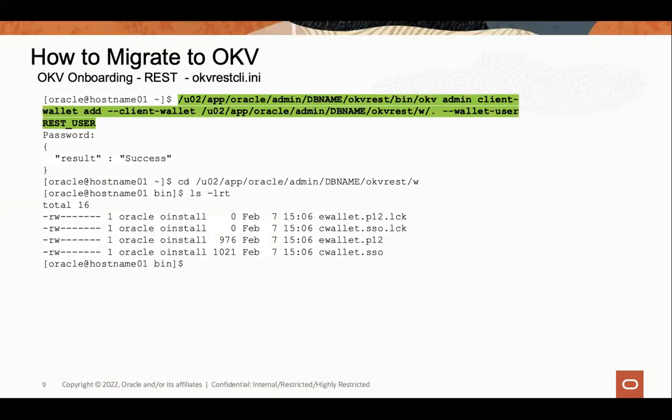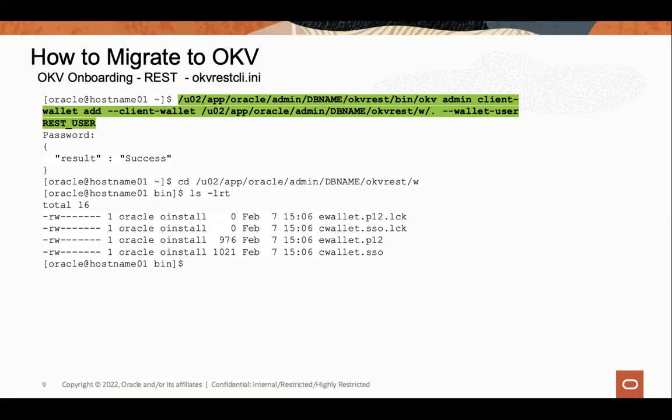And here's an example of how to create a client wallet for the REST user that will make the REST calls to the OKV server. We use the RESTful service utility to create the client wallet by specifying the following. Client-wallet specifies the directory where you want the wallet to be stored, and in this example, the OKV rest/w subdirectory will store the client wallet. Wallet-user indicates the intended user that will make the REST calls to the OKV server.